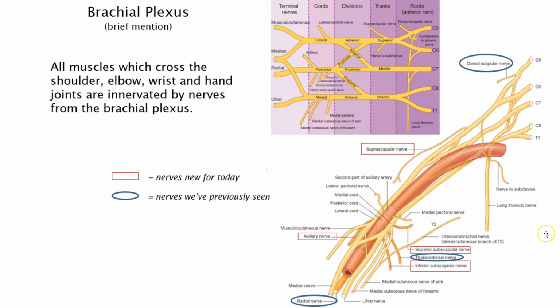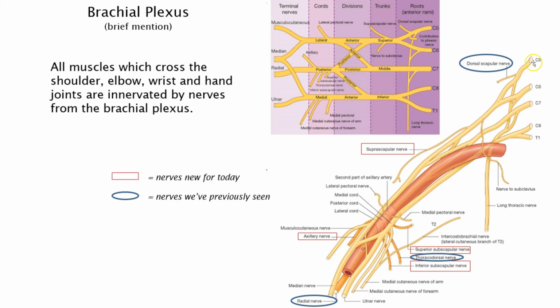Before we go into the specific muscles in the posterior shoulder, I want to discuss just for a minute where these nerves are coming from. They will all be coming from the brachial plexus, as do all the nerves that serve the arm. This is the beginning of the brachial plexus.